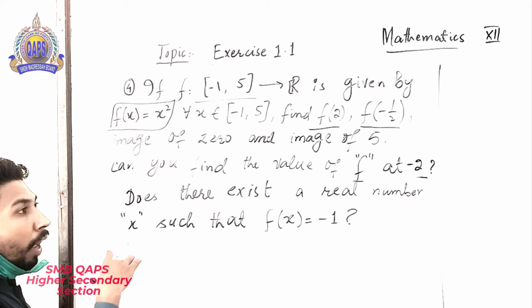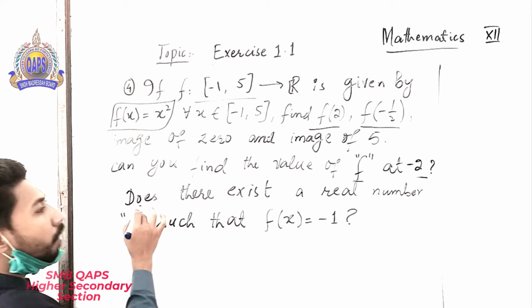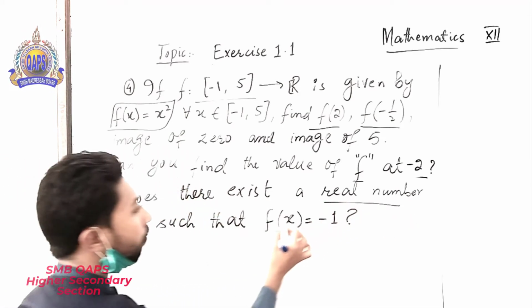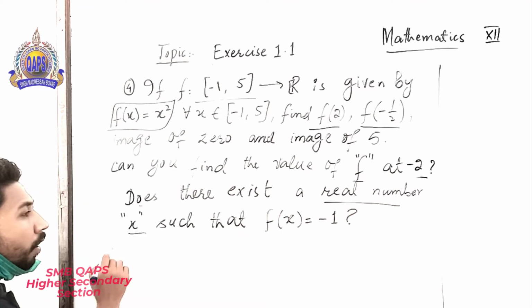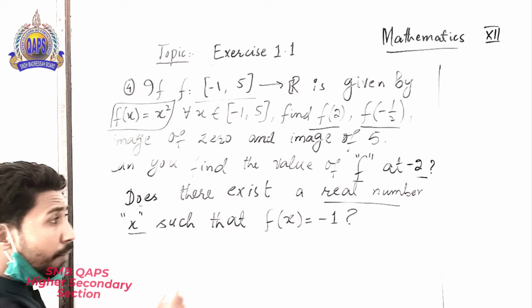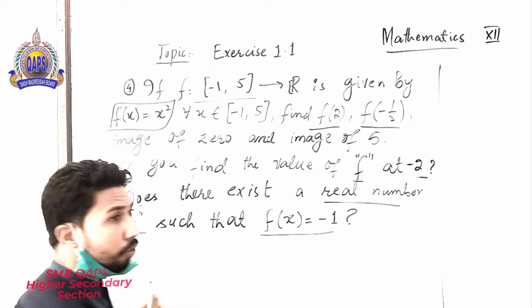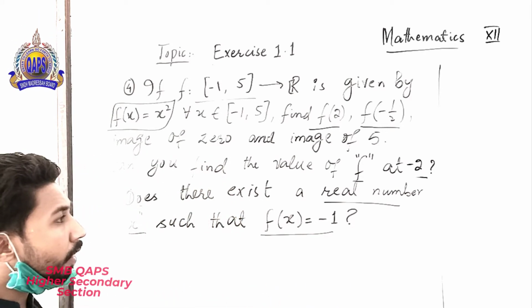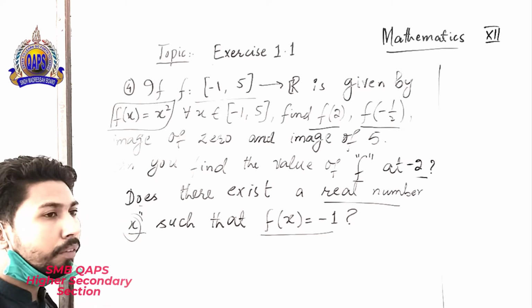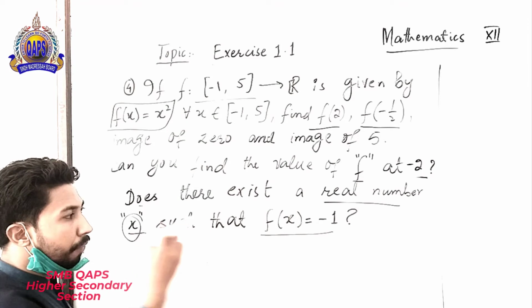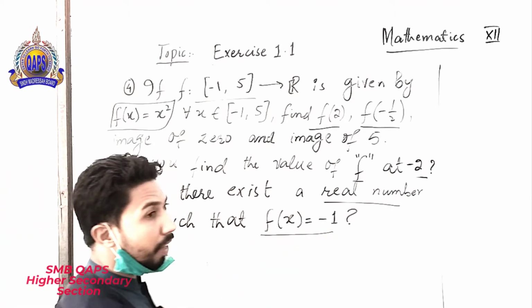So, second question is: does there exist a real number x such that f of x is equal to -1? Is there any real number x which represents the function f of x equal to -1?